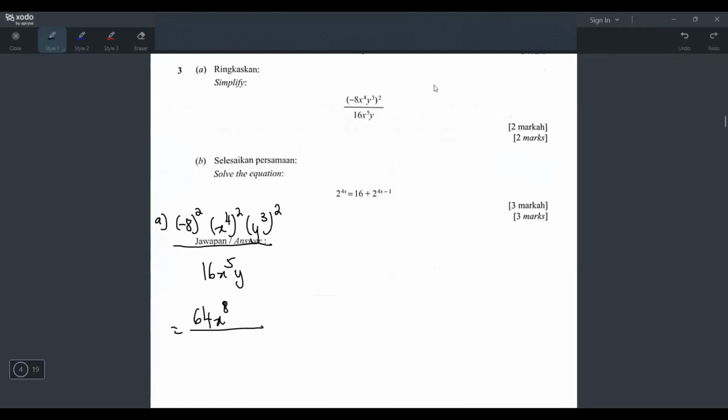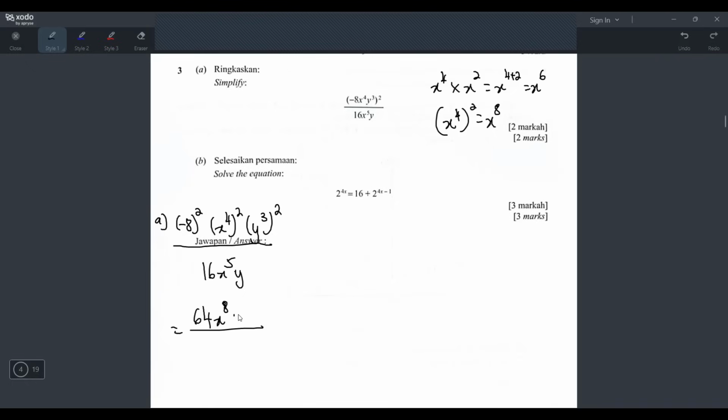Hey, if I tell you x power 4 times x power 2, then this one is x power 4 plus 2, which is x power 6. If you have the same base being multiplied, the powers will be added. But if the power is like this, side by side, you have to multiply them together. So this one is x power 4 times 2, not 4 plus 2.